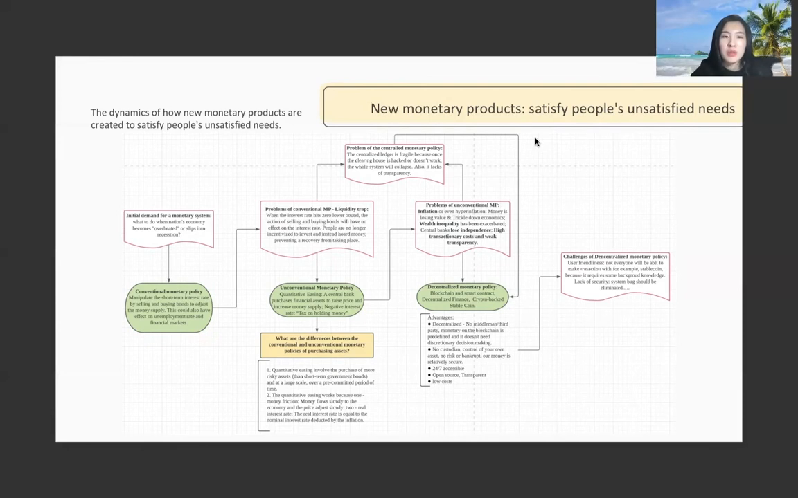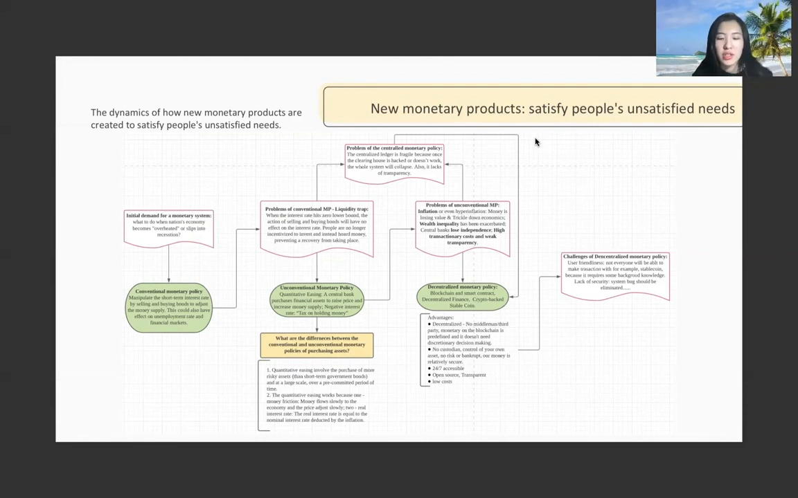But there is also a problem with conventional monetary policies. We call it the liquidity trap. When the interest rate hits the zero lower bound, selling and buying bonds will have no effect on the interest rate. So people are no longer incentivized to invest, and instead they hoard money. So we have another kind of monetary policy, which is unconventional monetary policy. The first is quantitative easing: a central bank purchases financial assets to raise prices and increase the money supply. The second one is negative interest rates.